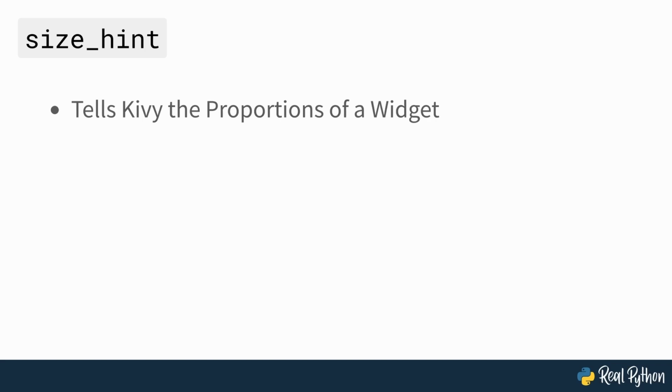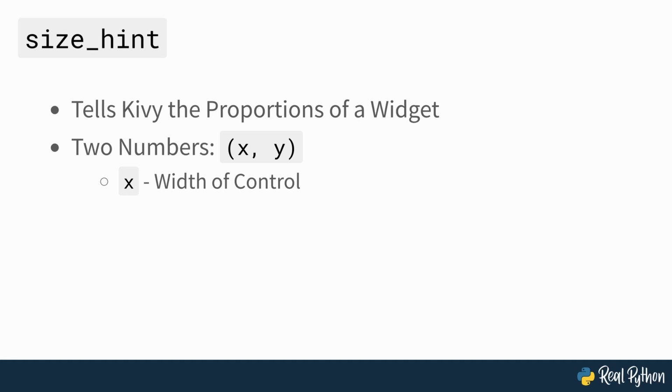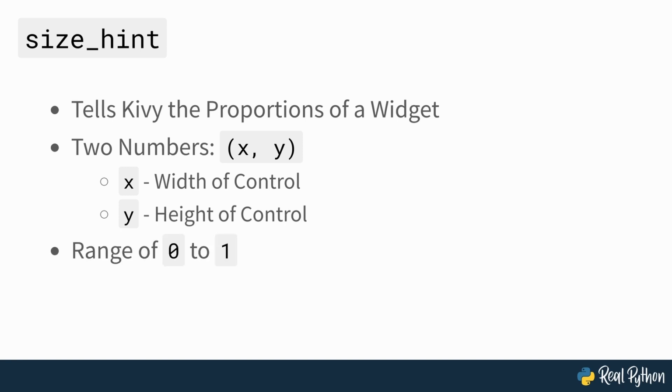Size hint tells Kivy the proportions to use when creating the widget. It takes two numbers. The first number is the X size hint and refers to the width of the control. The second number is the Y size hint and refers to the height of the control. Both of these numbers can be anywhere between 0 and 1. The default value for both hints is 1.